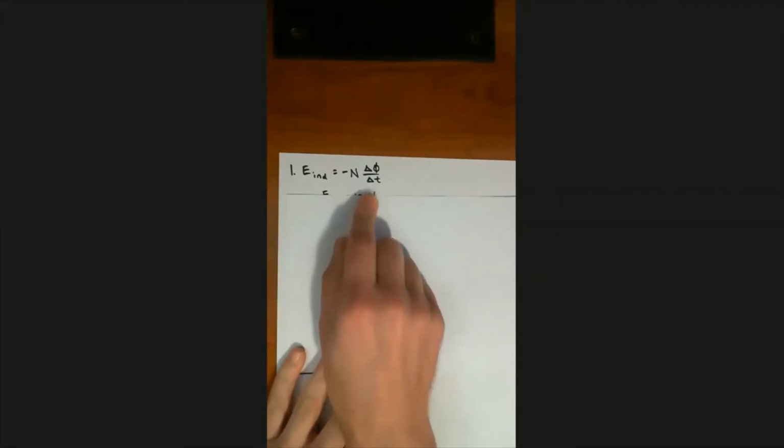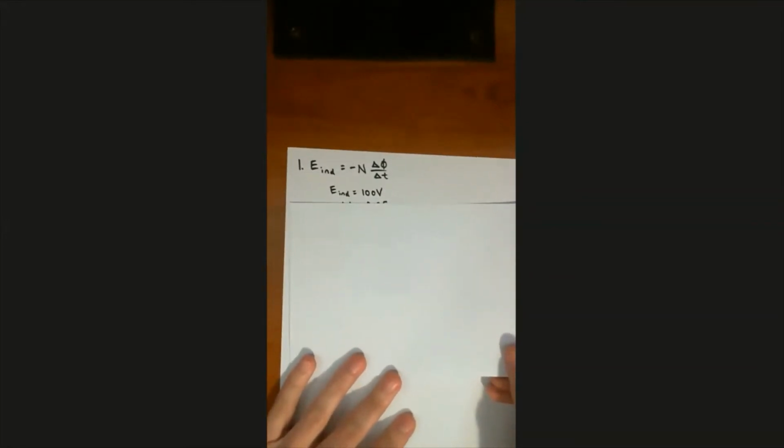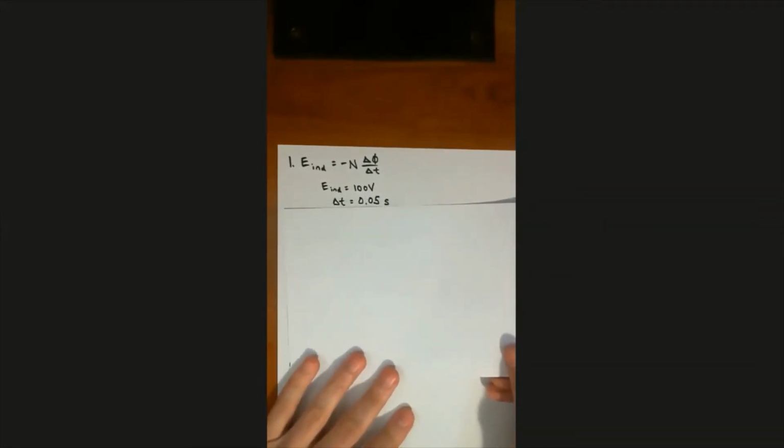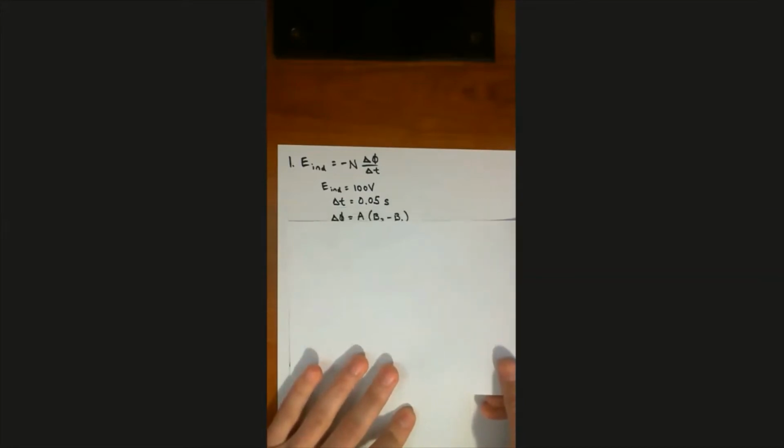So in this problem, we're given a whole bunch of stuff. I like to just write down what we're given first. We're given that the induced voltage is 100 volts. We're given that the delta T was 0.05 seconds. That's how long it takes for it to go through a certain change in magnetic field strength.